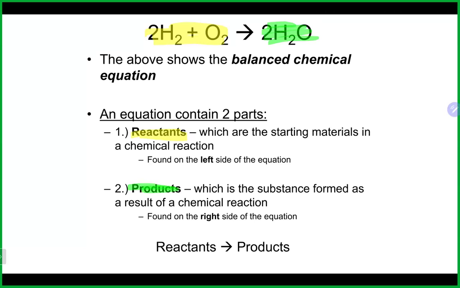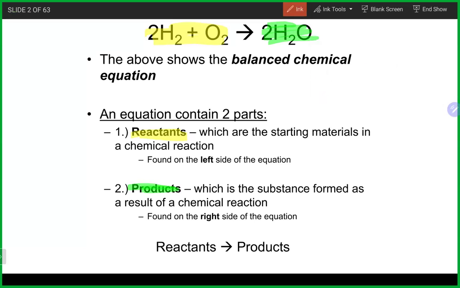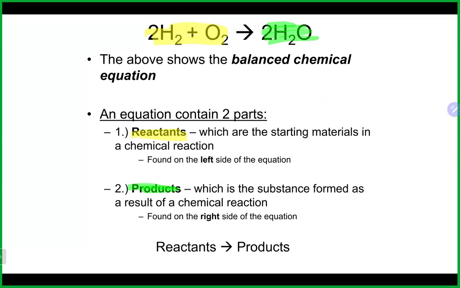And those are obviously the things that are formed as a result of a chemical reaction. So always reactants to products. Left-hand side reactants, starting material, right-hand side there, products. Now, there's other things that we oftentimes will see in equations.